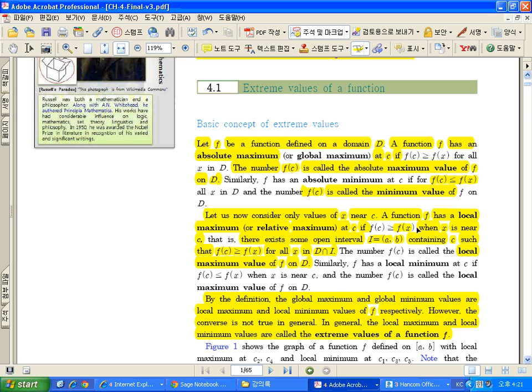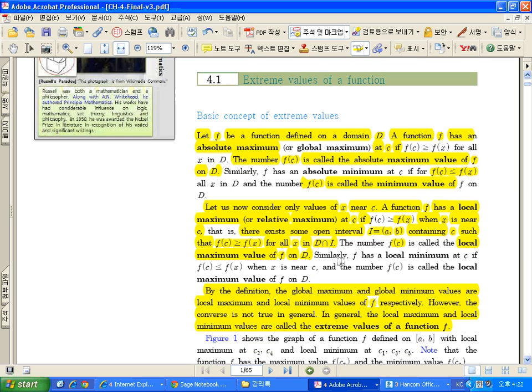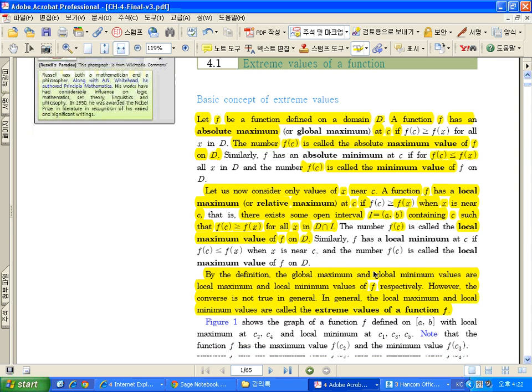Okay, then a function f is said to have a local maximum or relative maximum at c if f of c is greater than or equal to f of x when x is near c, which means there exists some open interval I containing c such that f of c is always greater than or equal to f of x for all x in the intersection of D and I. Then this f of c is called the local maximum value of f on D. And local minimum at c is defined in a similar way.